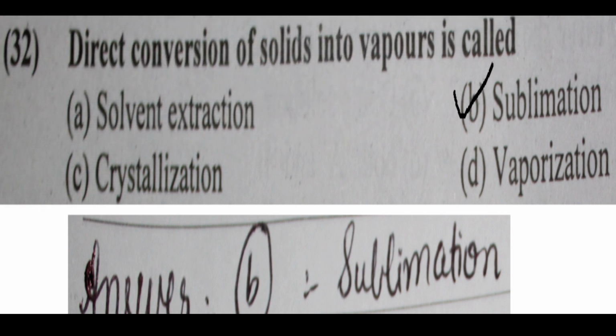Next is, direct conversion of solids into vapors is called. We studied this before as well, in which I told you sublimation is the process in which solids are directly converted into gas or vapors. So option B is going to be our right answer.